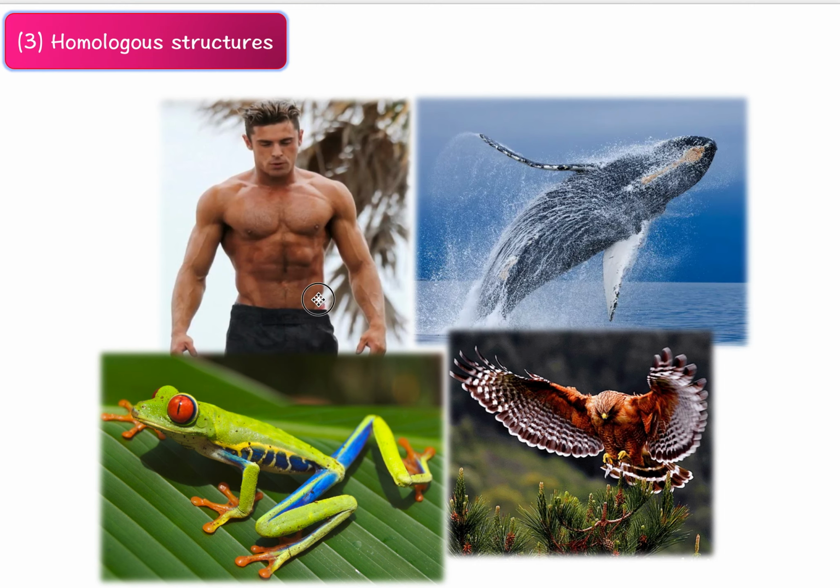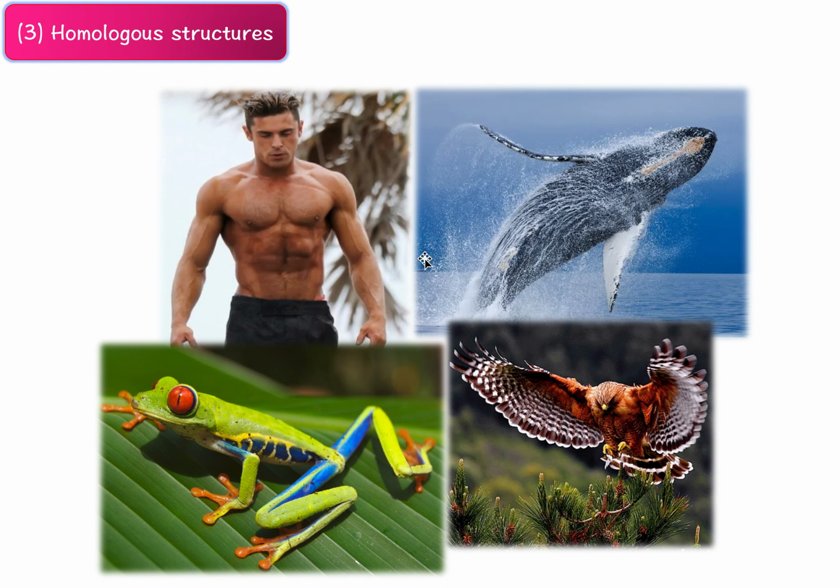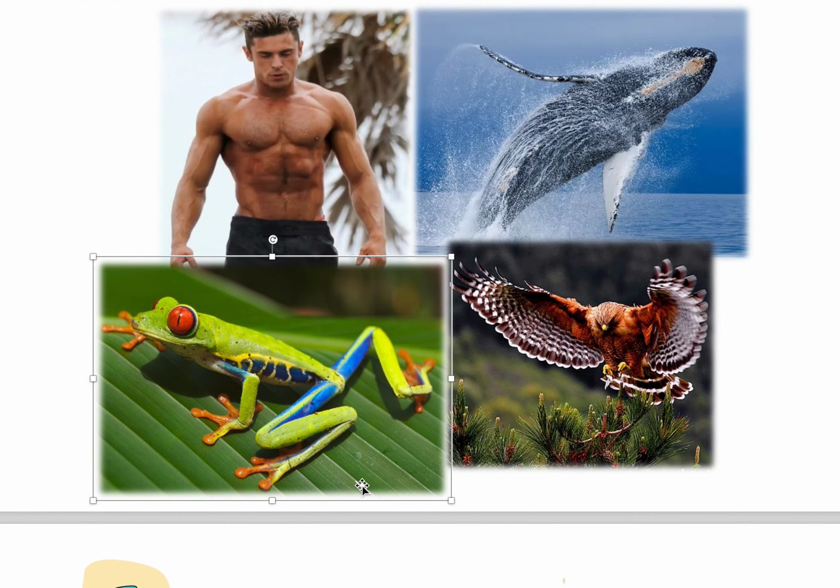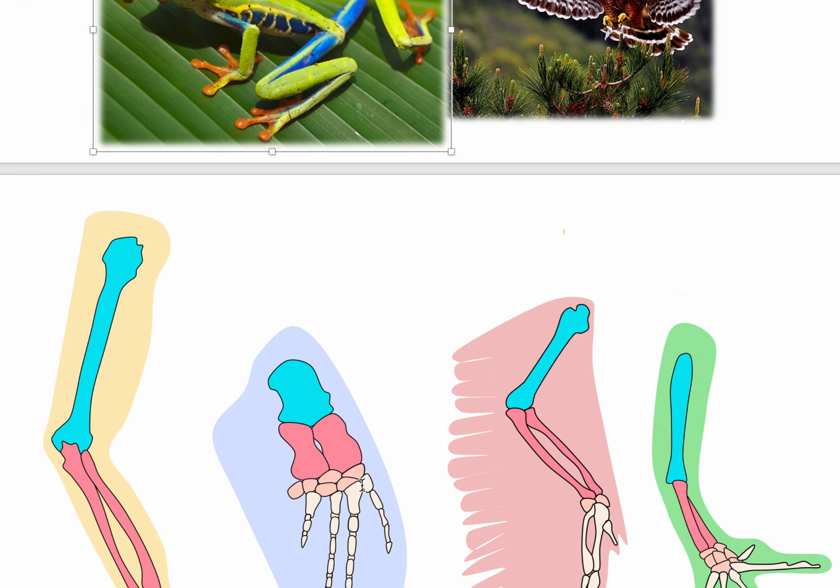Okay, so what do these things have in common? A frog, a bird, a whale, and a human. What do they have in common? Scientists found, after looking at the bones of these organisms, that they actually have something in common. And it's crazy to think that we have something in common with a whale, a bird, and a frog. Isn't that insane? So what exactly is in common about our bones?